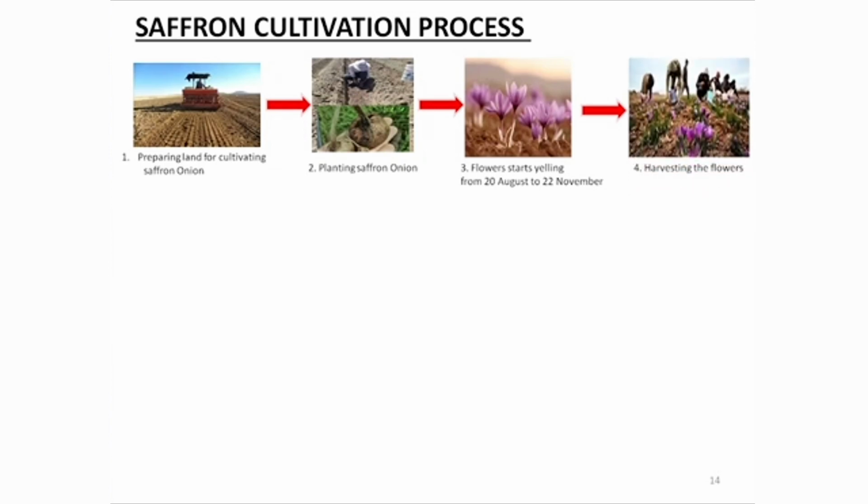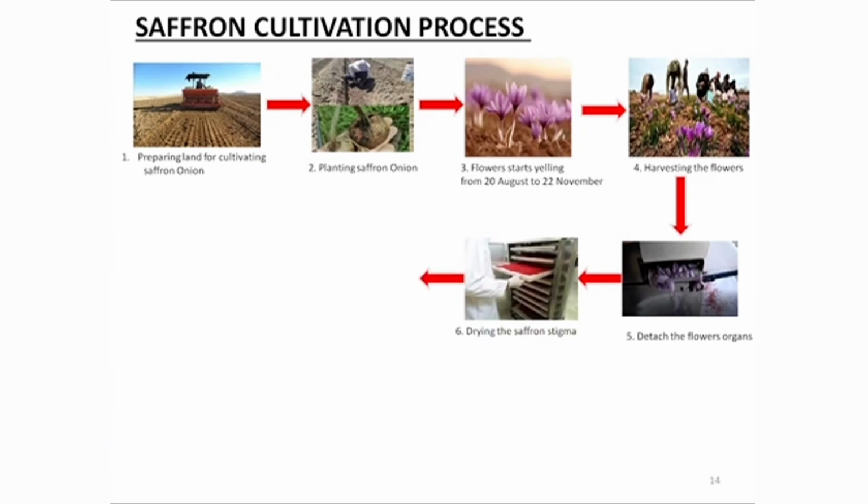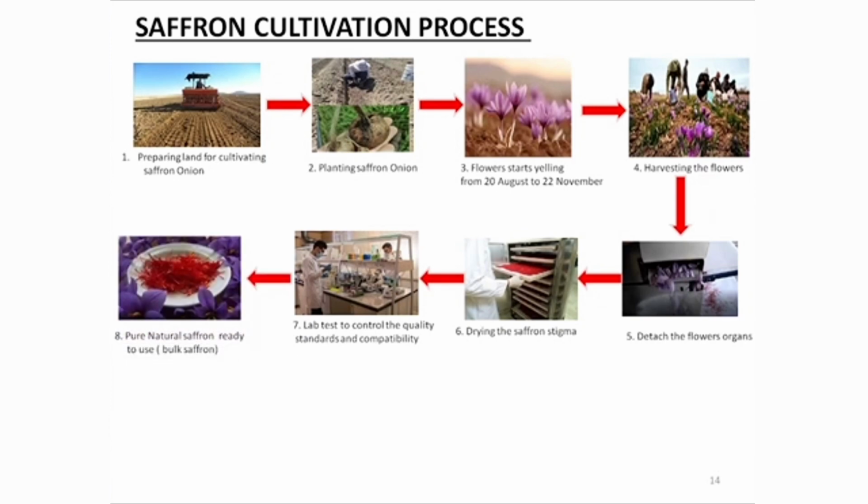Then we harvest the flower patch. Then we harvest the flowers. After that, we detach the flower from its organ. And in the sixth step, we dry the saffron stigma. Generally, we dry with a tray dryer in the industry, and we send it for a lab test to control the quality standard and compatibility of the saffron. And then the pure natural saffron is ready to use. That is the bulk saffron.